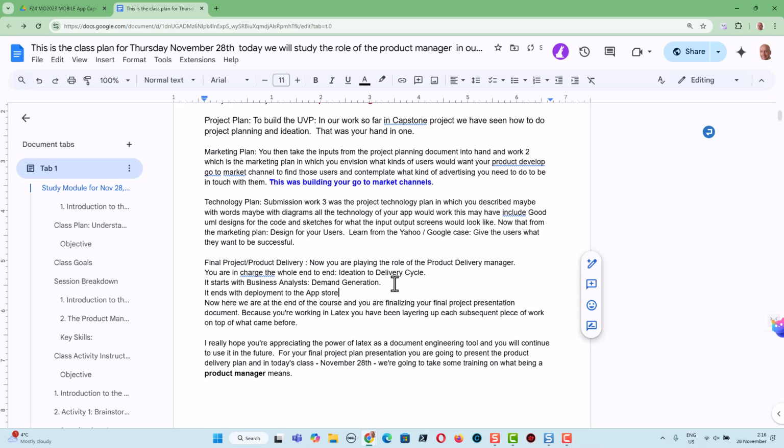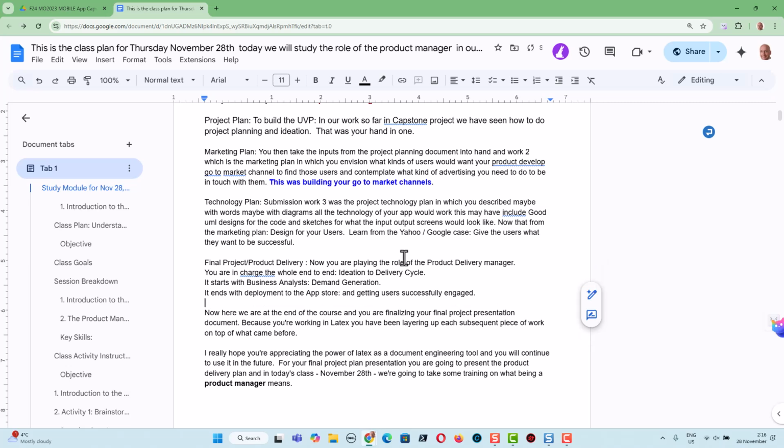And getting users successfully engaged. Not necessarily making money, although it might be about making money. It might be that your app is not intended to make money. It might serve some other purpose, but whatever purpose it serves, it should do a good job at that.